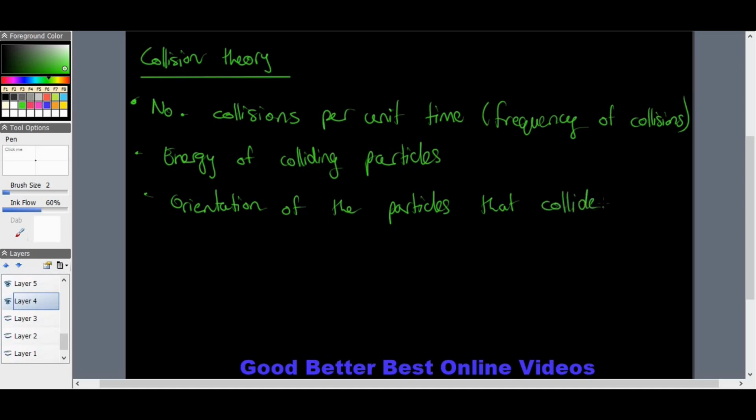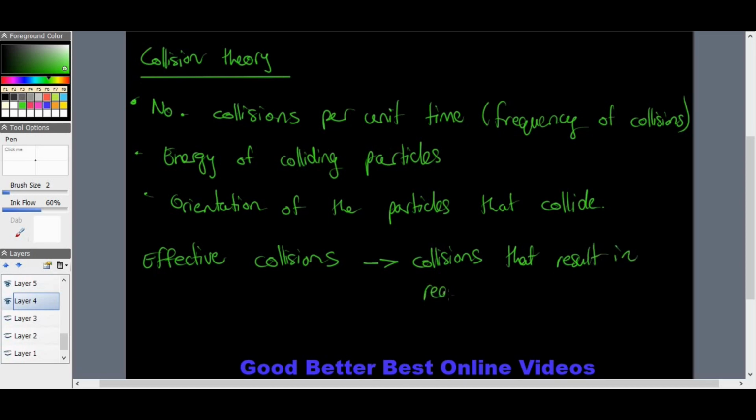Okay, collisions that result in a reaction are called effective collisions. Effective collisions are collisions that result in reactions.